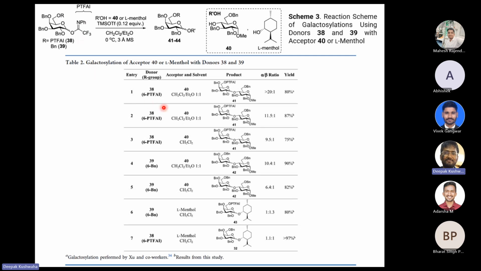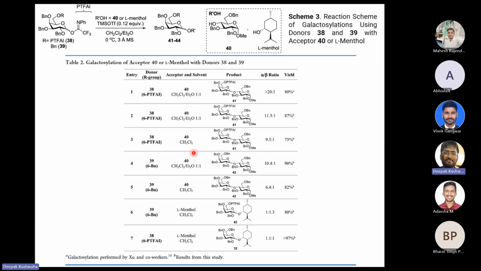So they have taken this donor 38. In one case, they are keeping the same protecting group at the C6 position also, and they have got good alpha to beta selectivity. And again, here they are changing some things. In one case they are keeping OBn, and they are also changing the solvent. So when they are keeping the protecting group the same and varying the solvent, they have got different alpha to beta selectivity.